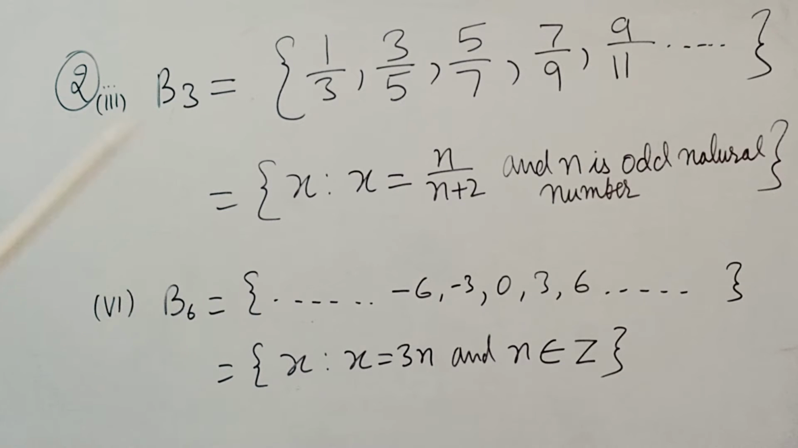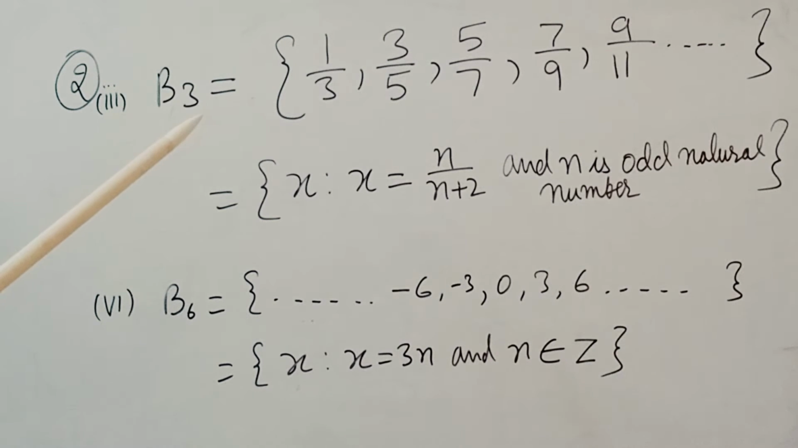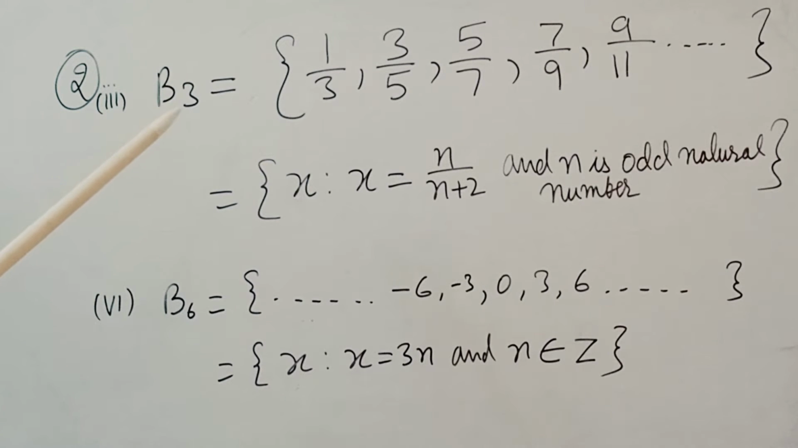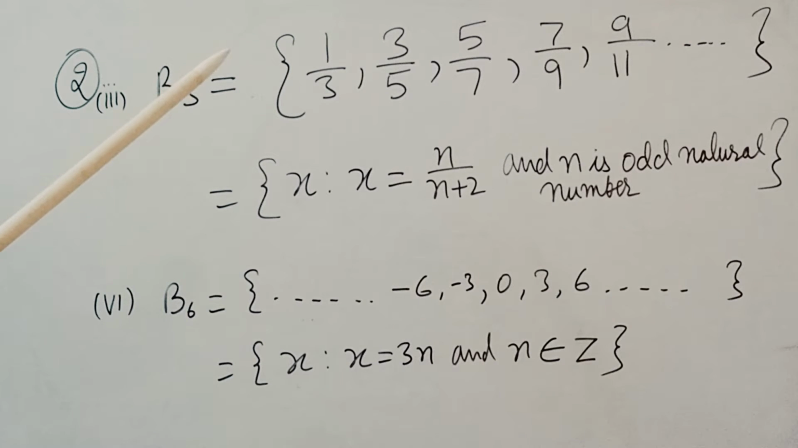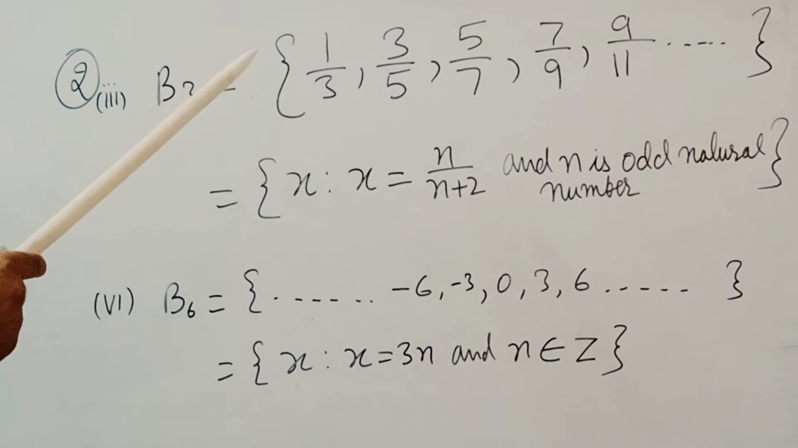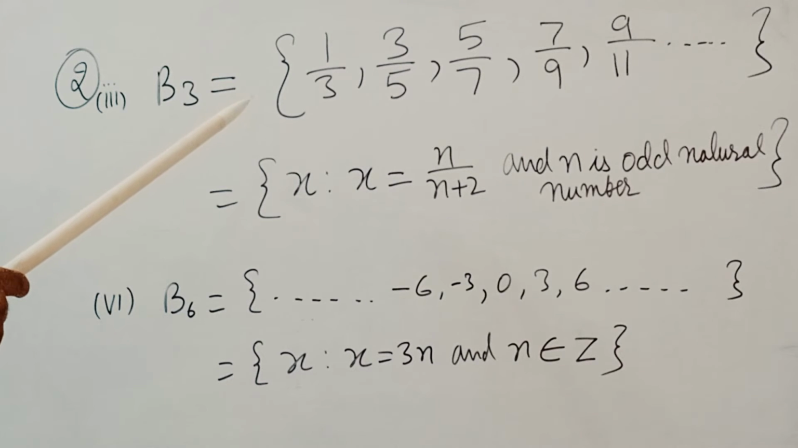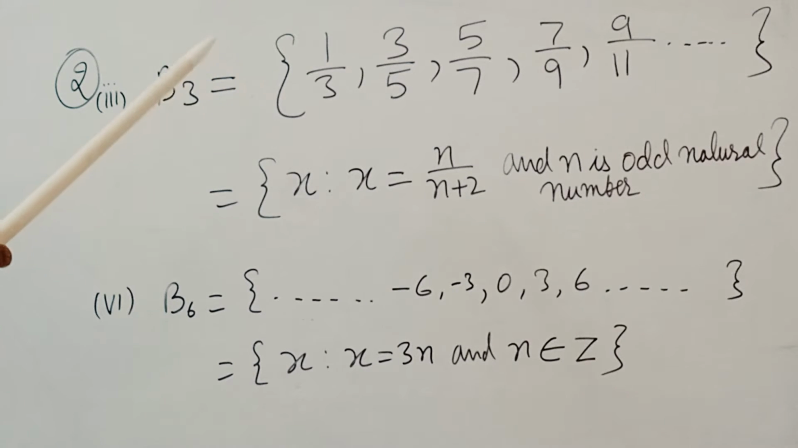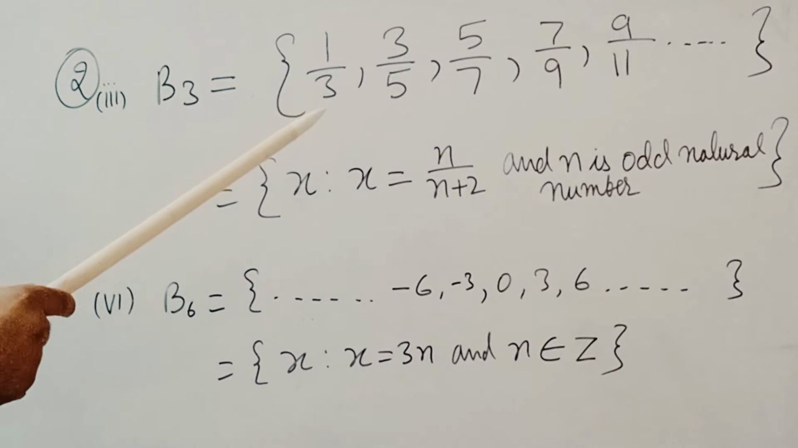How to convert it? First observe what the set is. The set is 1 upon 3, 3 upon 5. What is the difference between them? Suppose we take 1 equal to n, so 3 we consider equal to n plus 2. Similarly here, if we take n equal to 3, then 5 equal to n plus 2. So whenever we take n in the numerator, the denominator comes n plus 2.